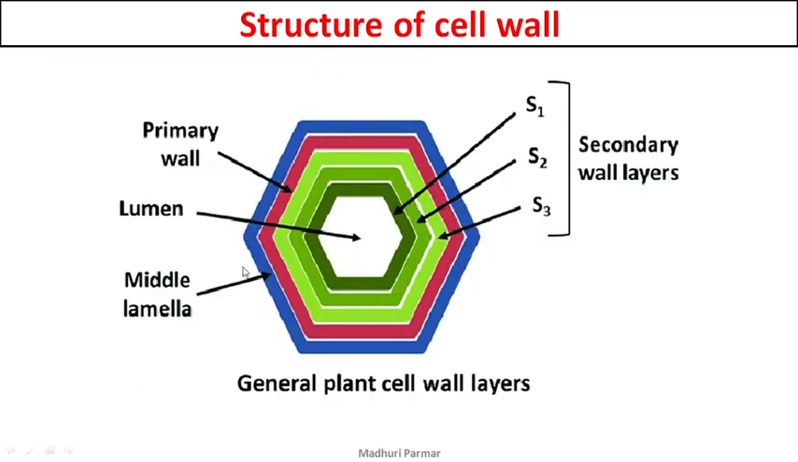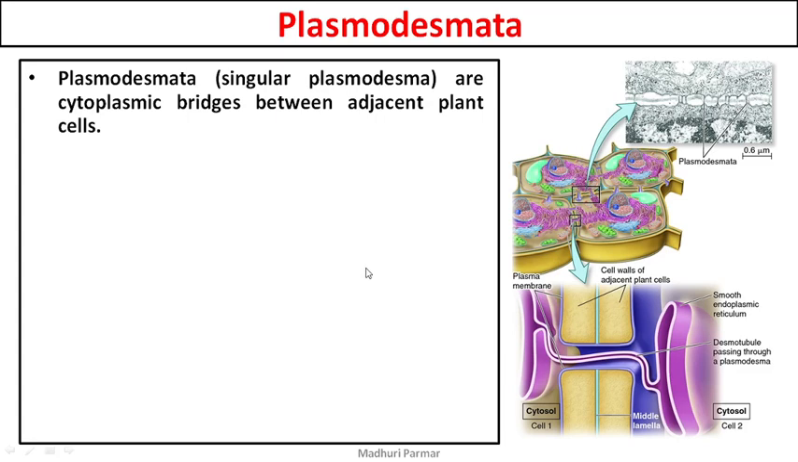These are the layers. The outermost layer of a cell is middle lamella. Then comes the primary cell wall or primary wall. Then you have secondary cell wall, which could be S1, S2, S3, etc. Outermost will be S3, S2, S1. Then you have cell membrane, and innermost will be your cytoplasm. Clear? These are the general plant cell wall layers.